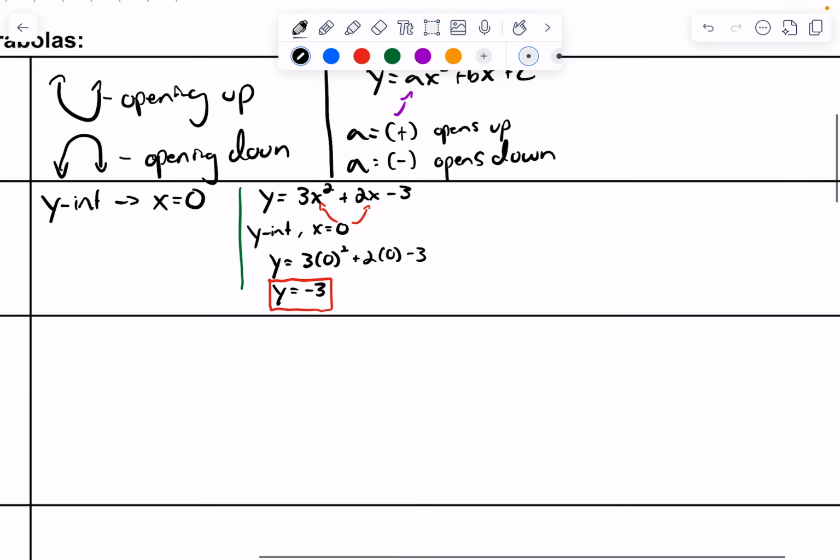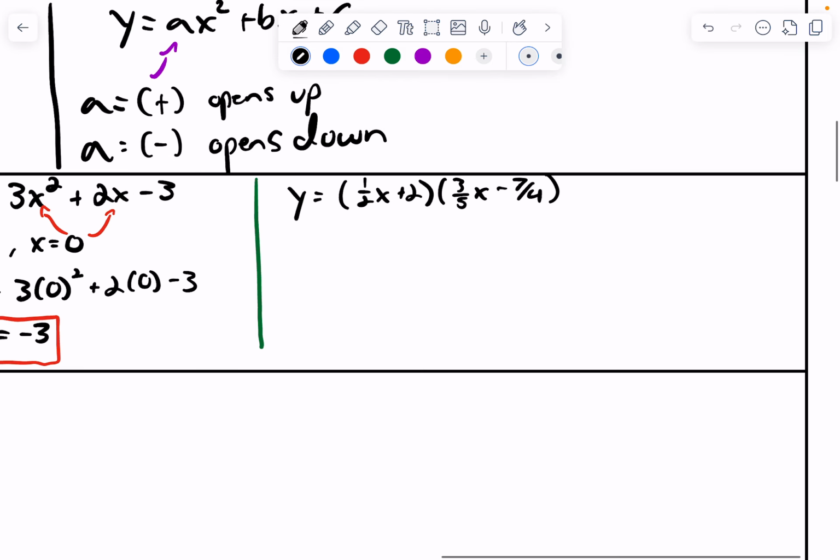Well, let's just do one more example. Let's say I gave it to you in factored form, okay? Let me do green line again. If I gave you a problem in factored form, let's do something more complicated. Let's do 1/2 x plus 2, I don't know, let's do 3 over 5 x minus 7 over 4. Okay, just lots of fractions. Fractions scare people. Well, this is a quadratic in factored form.